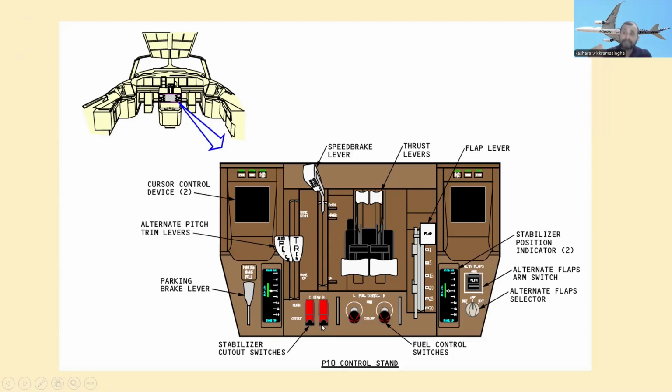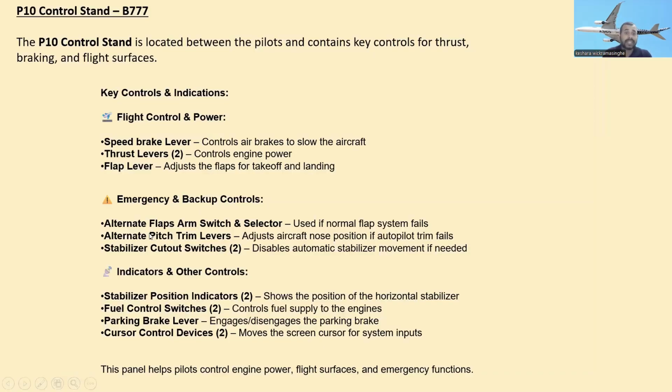In future lessons I will discuss the real function of these switches and how they work in the system. So the stabilizer cutout switch, what is its function? Disable automatic stabilizer movement if needed. Next one, indicators and other controls.